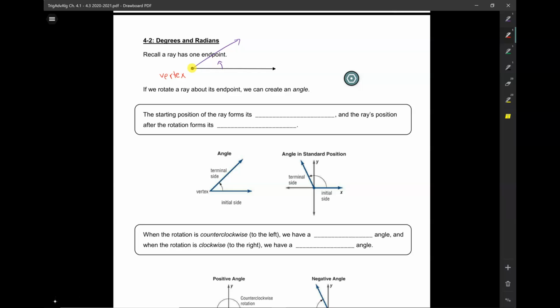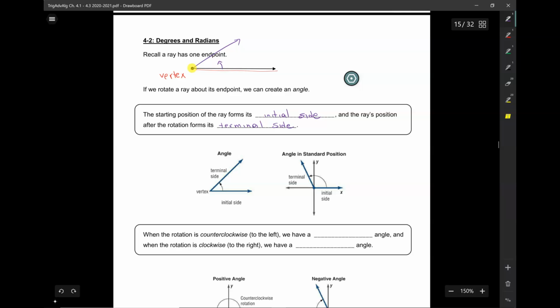It is created when we open up one ray, and they're sort of offset a little bit. So if we do rotate a ray, the ray that we started with, this one, is called the initial side. And the final position of that second ray will be its terminal side.